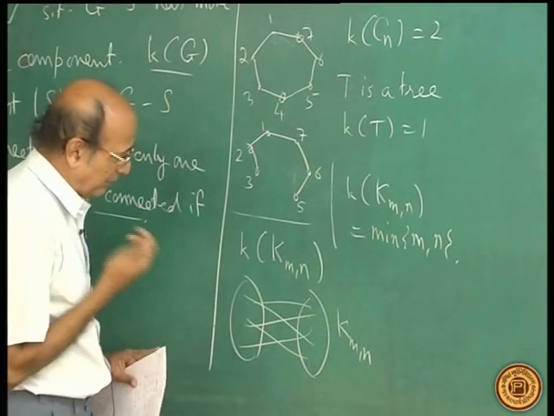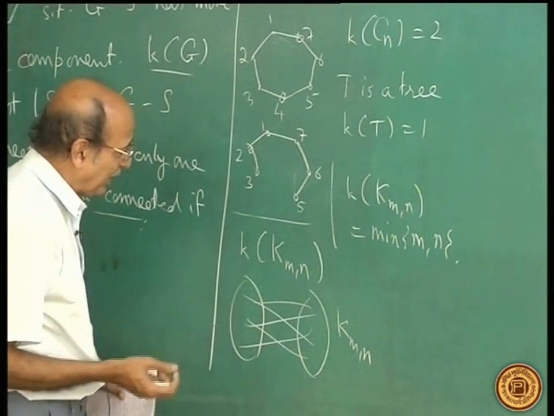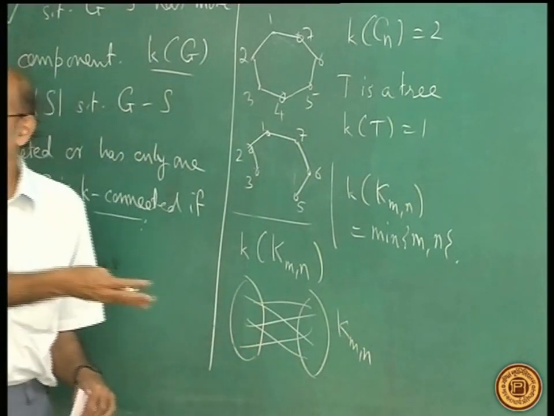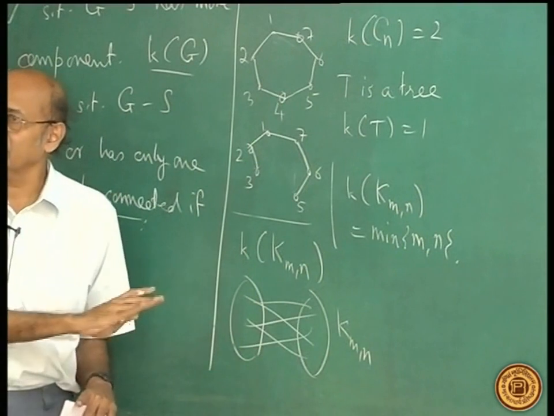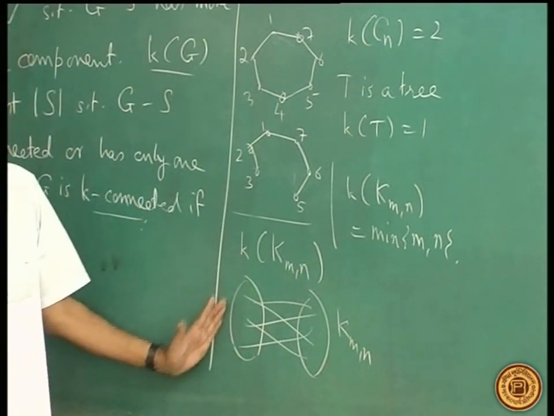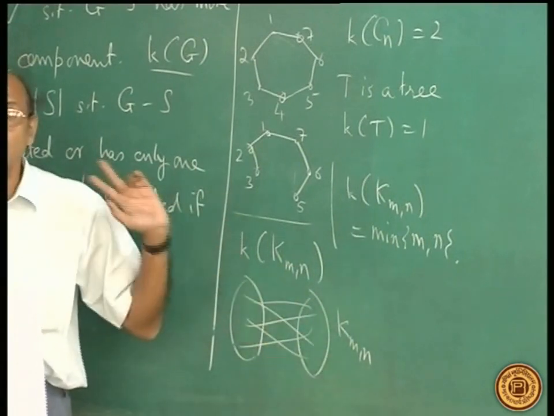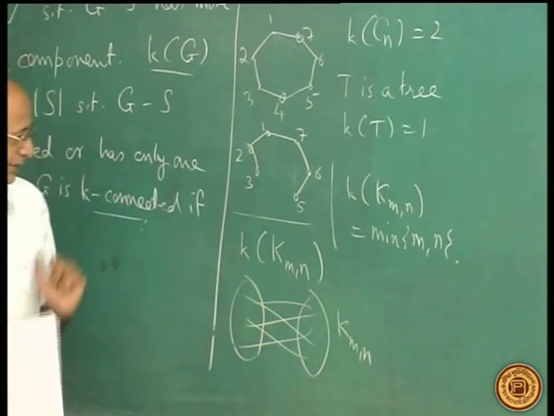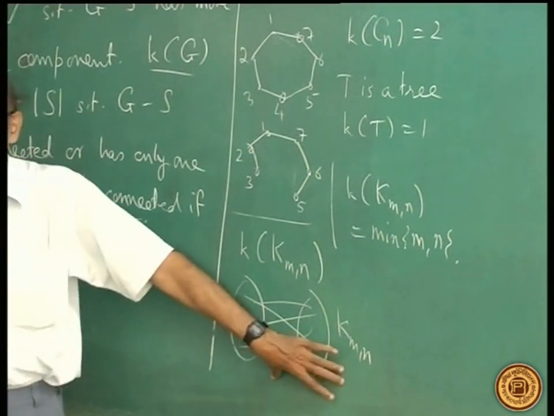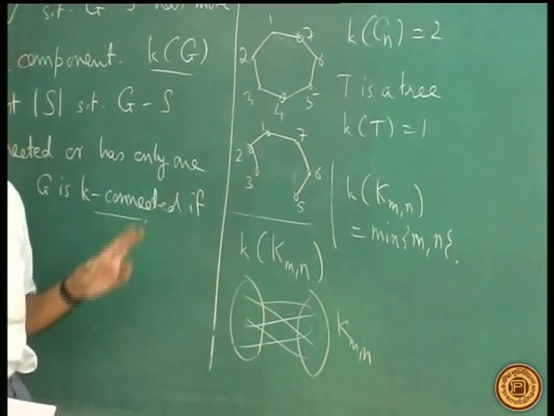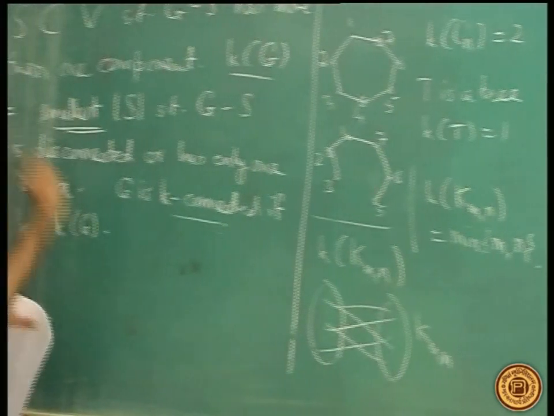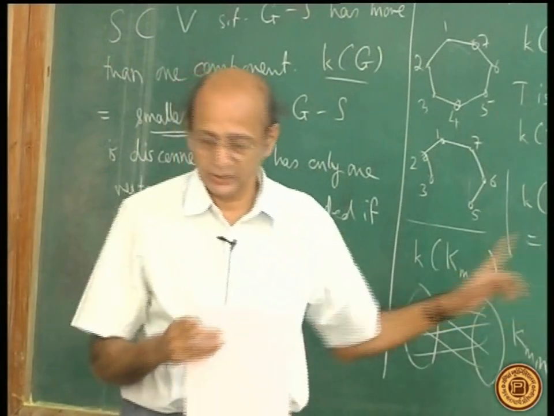If you have some vertices left here and some vertices left here, then the resulting thing is still connected. That's very clear. So you have to remove all the vertices in one part or all the vertices in the other part. In fact, vertex cuts must include either this part or that part. And because we need the smallest, it's the minimum of the two numbers.